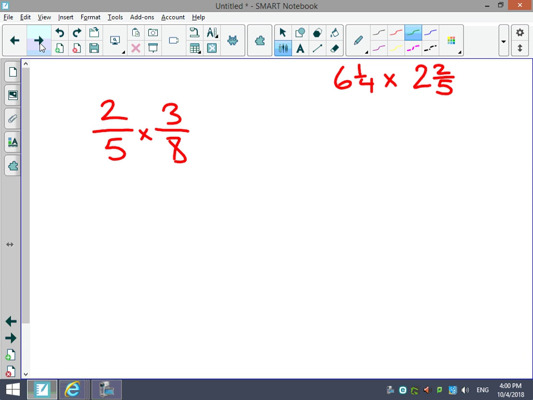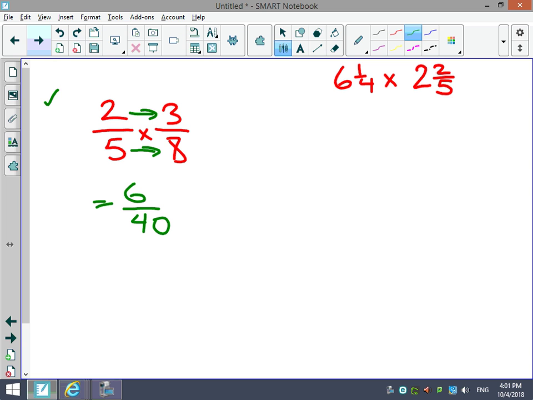We're going to look at 2 more examples before you get started today. Here on the left is a grade 7 question. So remember, there is no common denominator. It's really important that you don't get confused. We're simply going to multiply the numerators together, multiply the denominators together. 2 times 3 is 6, and 5 times 8 is 40.